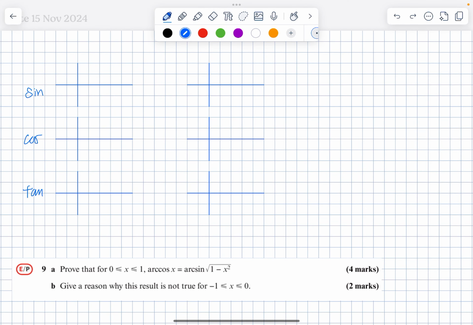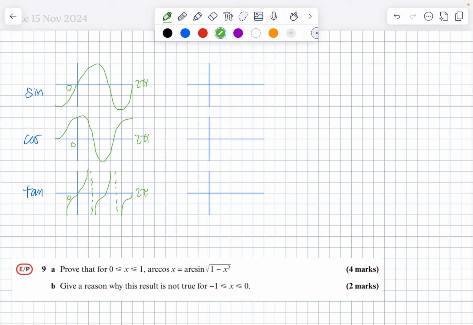Okay, so the question we did in class, let's make a few things clear first. If we have the sine curve, we know that the sine curve looks like this from 0 to 2 pi. We know that the cos curve looks like this from 0 to 2 pi, and we know that the tan curve looks like this from 0 to 2 pi.